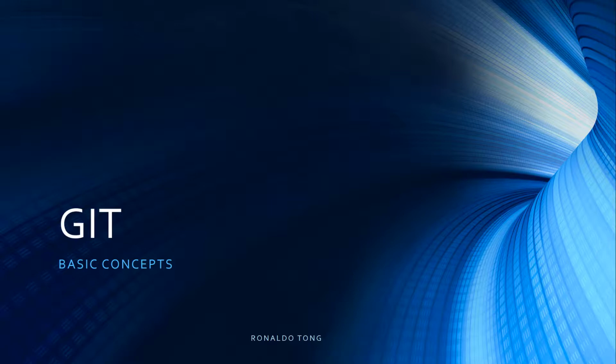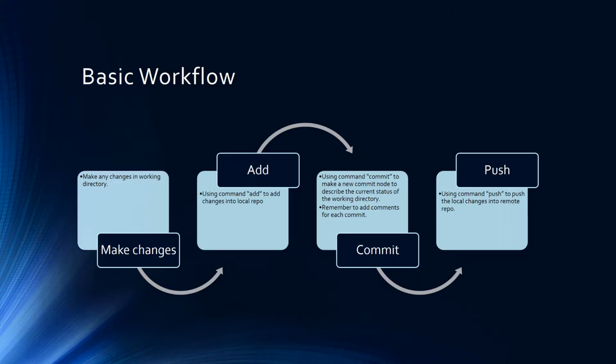This is Ronaldo. In the previous chapter, we've talked about what is working directory, what is repository, and the basic object types in it. Now we are going to further talk about how Git works with these concepts. Actually, we have experienced the basic workflow before. Now let's again review the process.